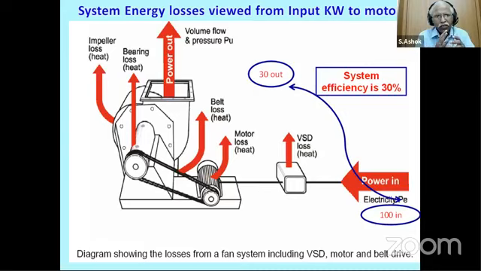What can be done on the VSD? What can be done on the motor? What can be done on the belt and pulley? What can be done on the impeller? And what can be done on the system installation and orientation? All these aspects play a big role in contributing to the generation efficiency and running efficiency of the AHU.